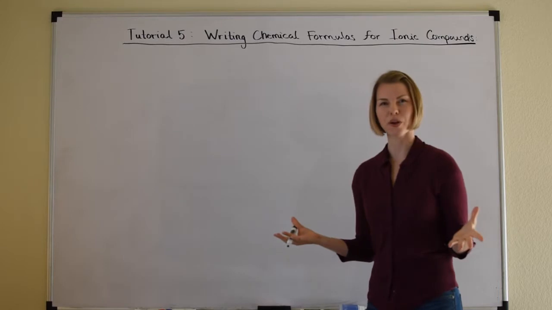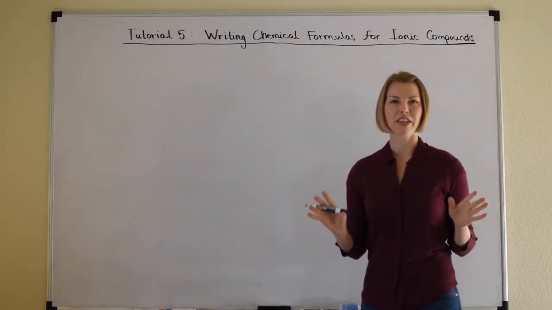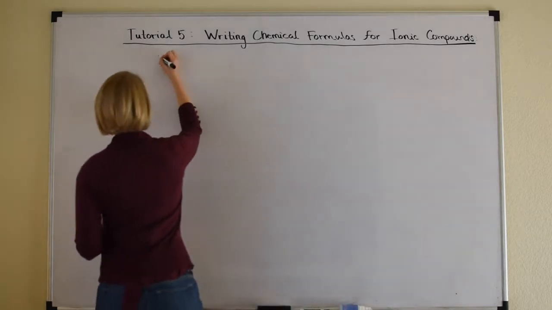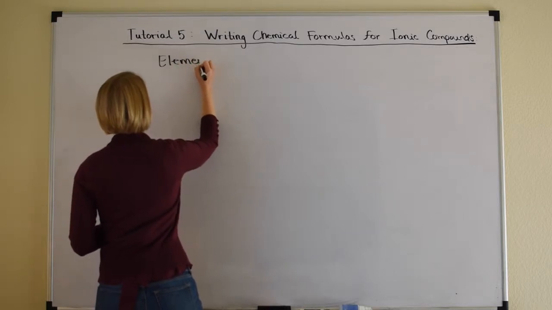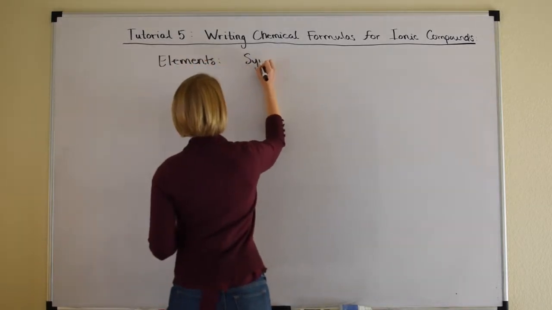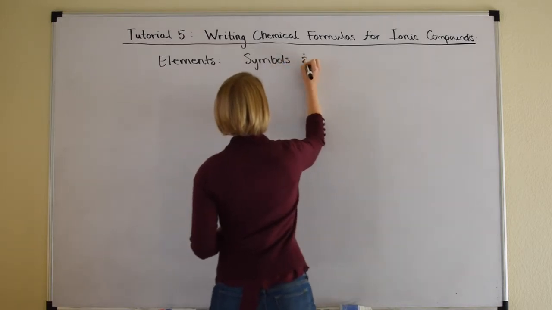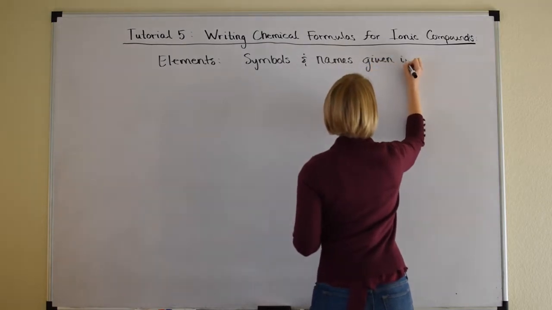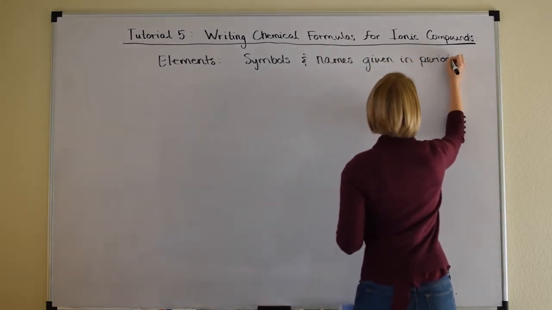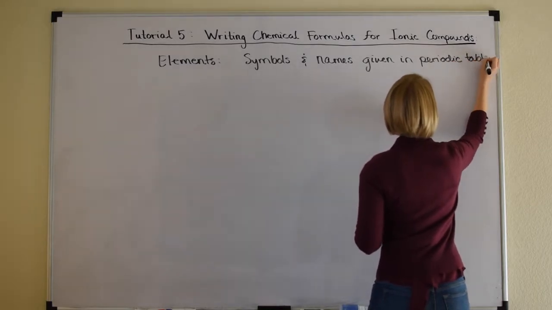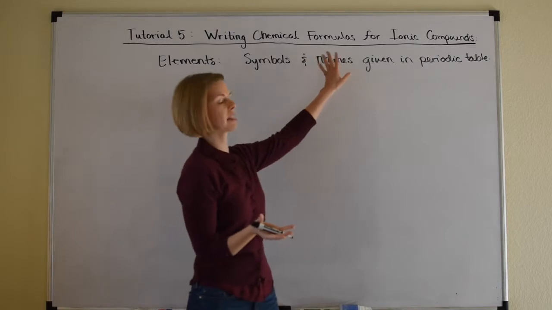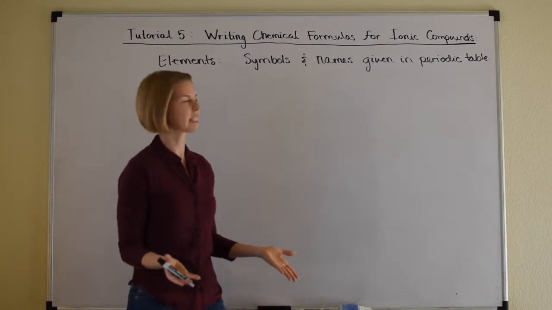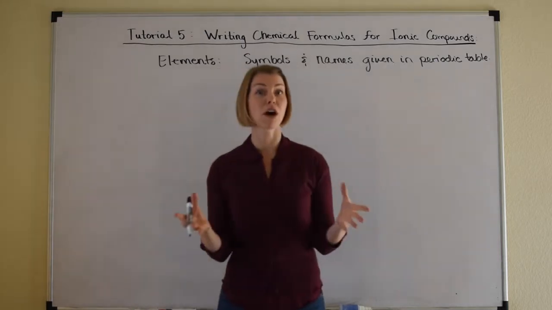Okay, so we already know that for every element, the symbol and the name is going to be given in the periodic table. So let's write that up here. For elements, all of the symbols and the names are given in the periodic table. You will sometimes run into a periodic table that doesn't have the full name written out, but if you're doing your homework, you're probably going to choose a periodic table that has both the names and the symbols written out for you.